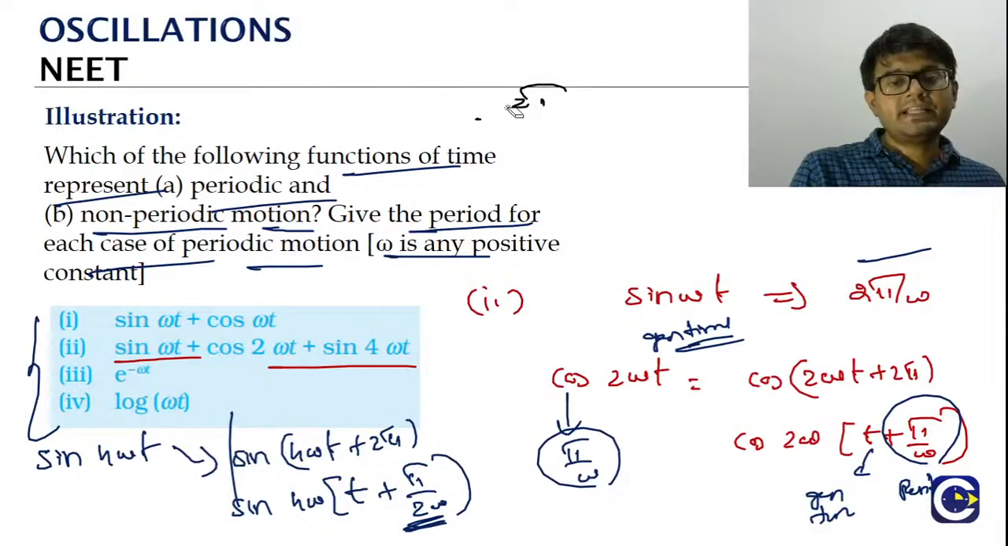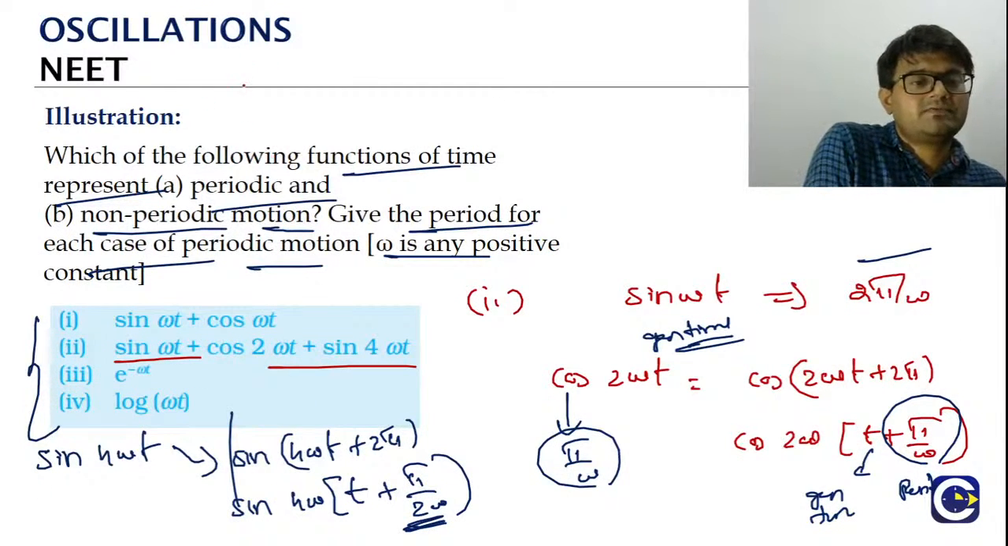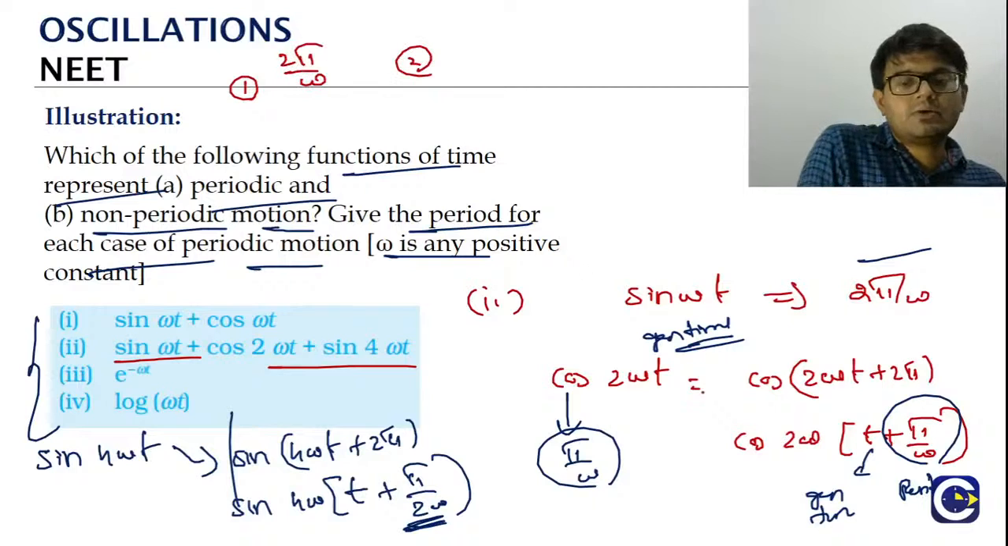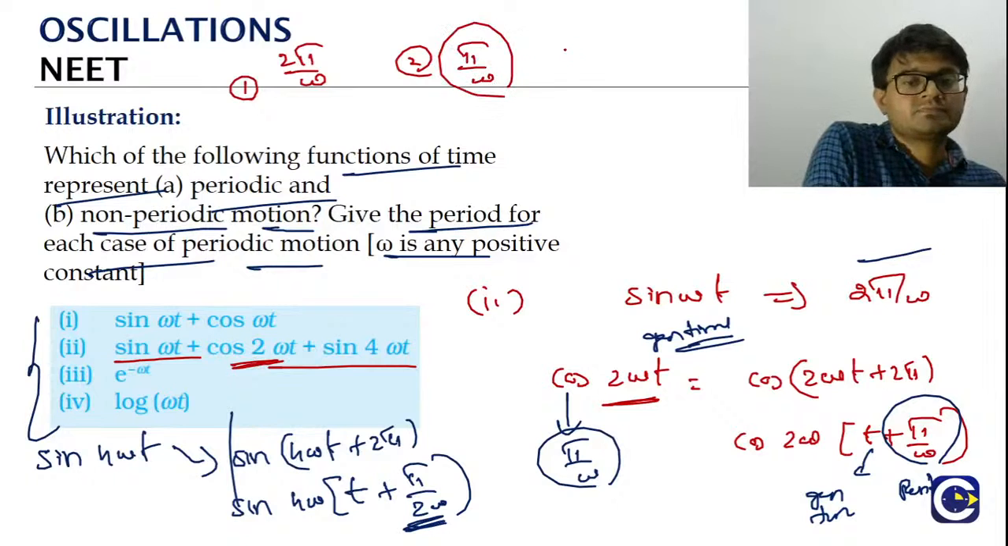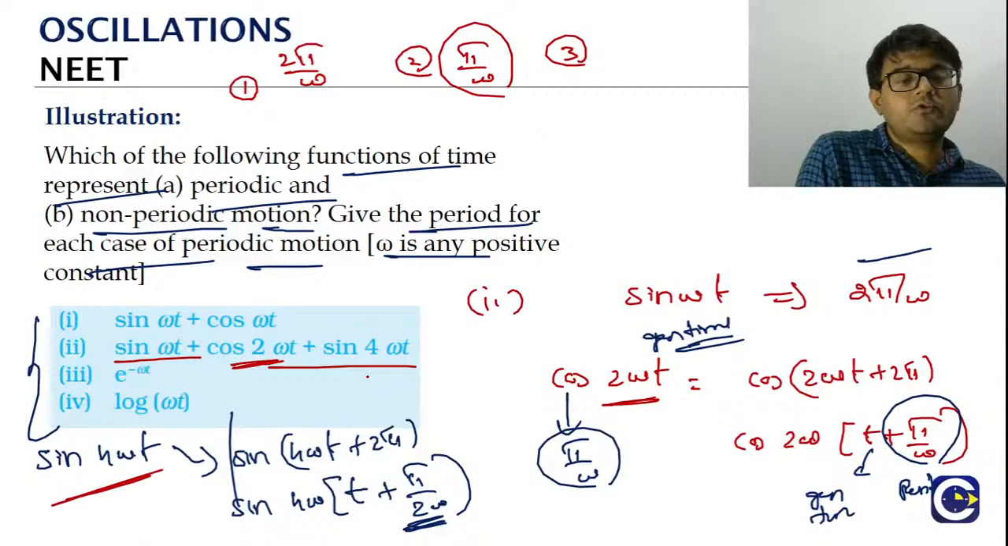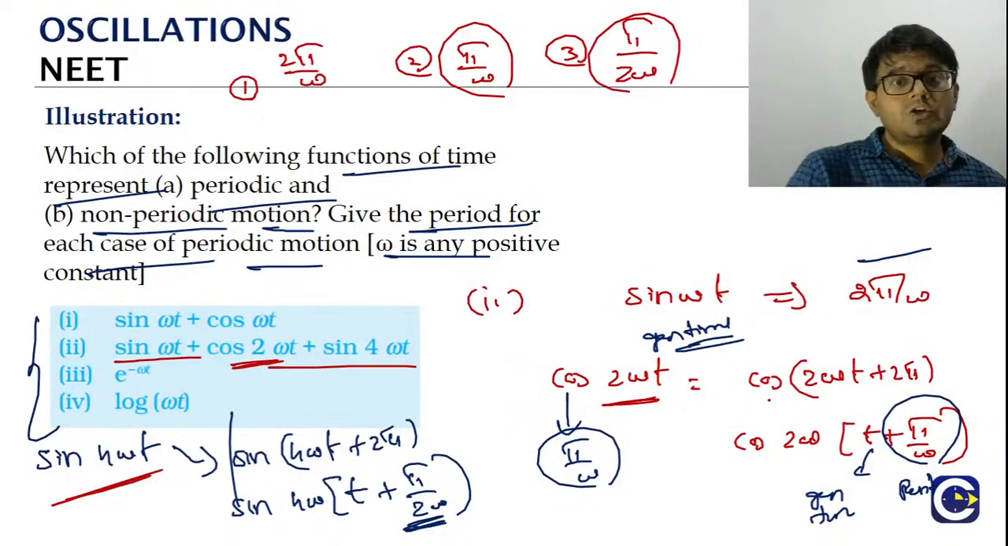The period of the first term, sin omega t, is 2 pi by omega. The period of the second term, cos 2 omega t, is pi by omega. The period of the third term, sin 4 omega t, is pi by 2 omega. Now what is the LCM of these three? It is 2 pi by omega. So the common, or overall, period is 2 pi by omega.